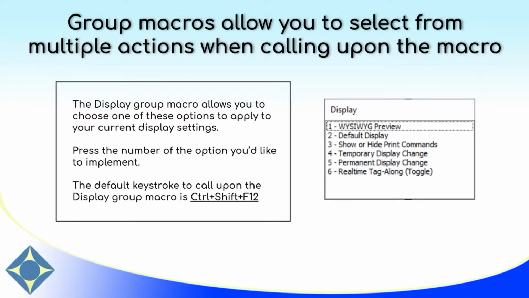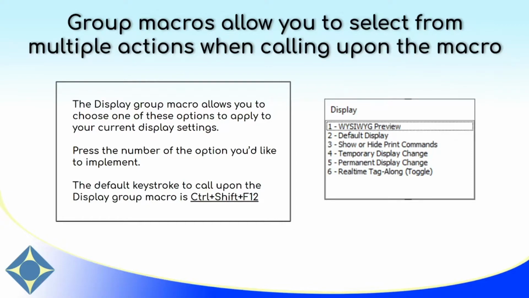Option number 3 will toggle the print command option within the display tab. Once you've toggled this option, it will remain toggled on or off until you toggle it again, whether you do that using the display group macro or by manually going to your user settings.